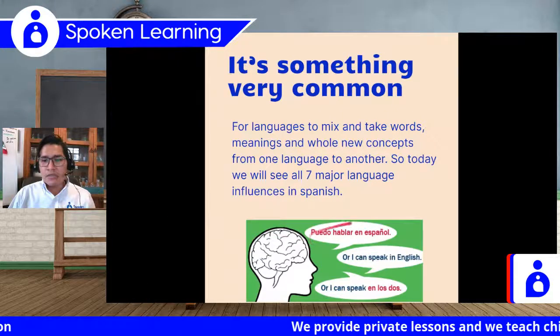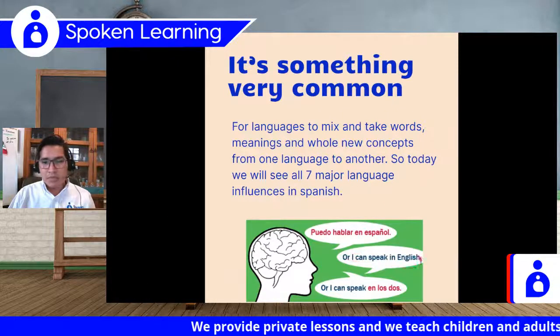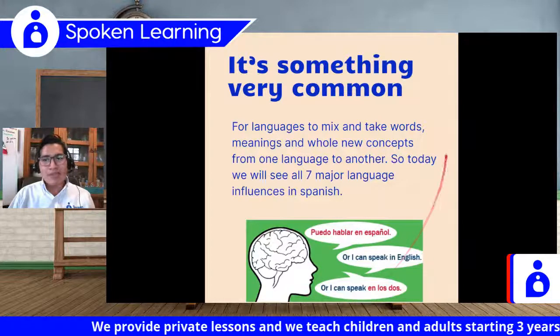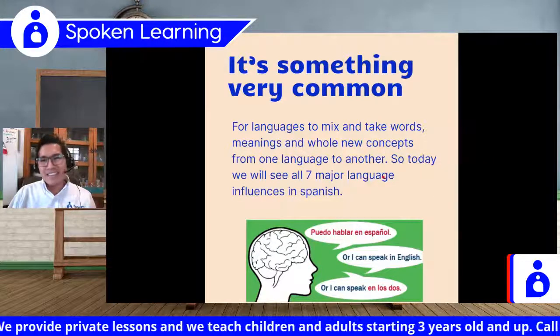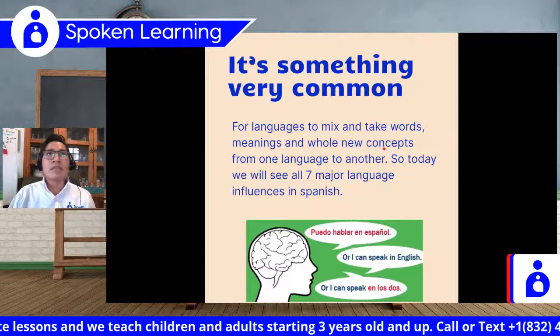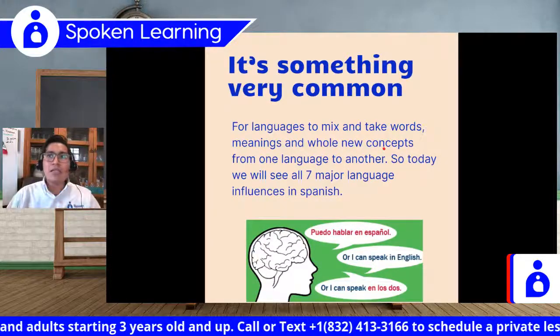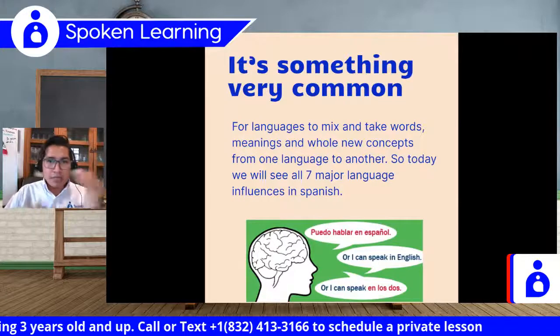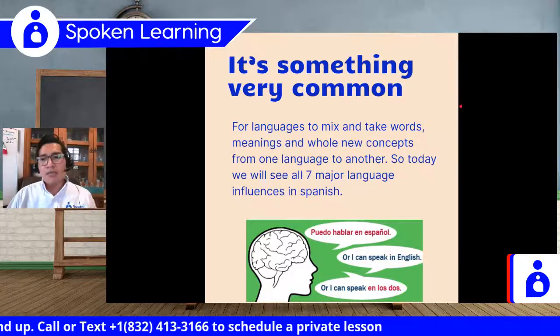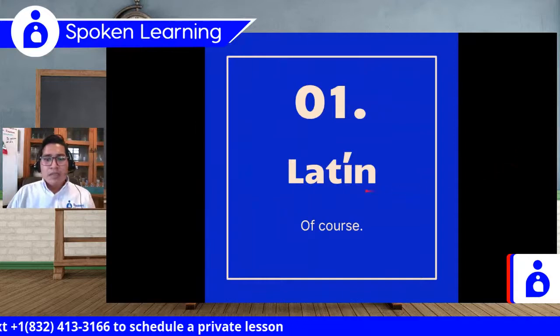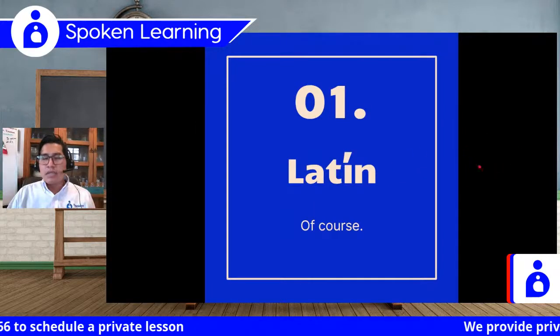Well, I can puedo hablar español, or I can only speak Spanish, English, or I can speak en los dos. So that's kind of the idea, because sometimes languages complement each other. Languages have like one has the meaning that the other does not have, and they can mix and combine. So this is the importance of this topic. What we call allowances.